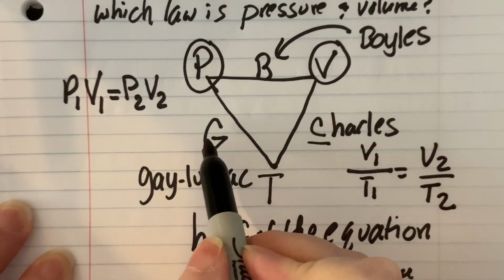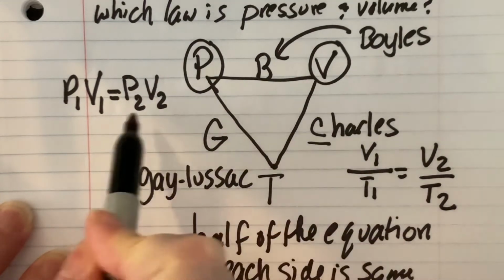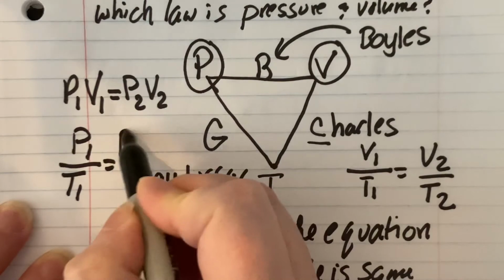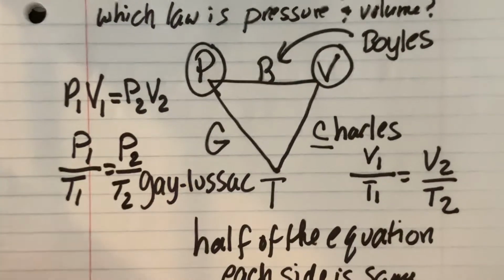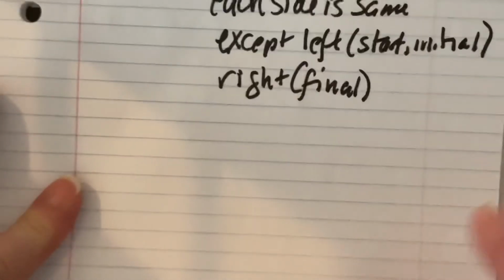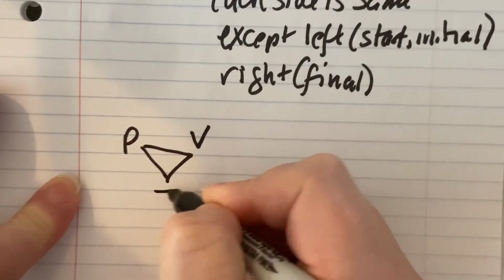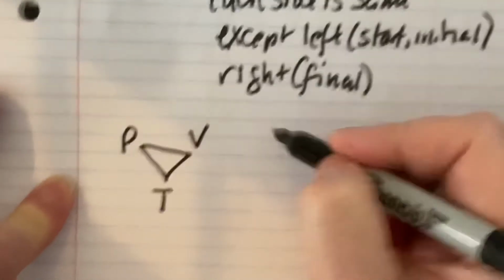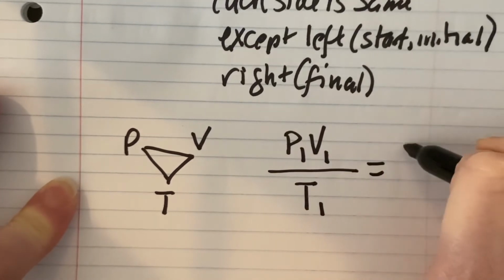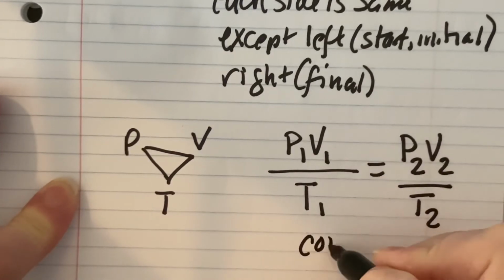Gay-Lussac's over here must relate pressure and temperature. We remember that fraction line again. So it's pressure at the start divided by temperature at the start equals pressure at the end over temperature at the end. And then somebody came along and said, hey, I'm going to put that together if I have to vary pressure, volume, and temperature. Still the same triangle, but I know that pressure at the start times volume at the start divided by temperature at the start is equal to pressure at the end, volume at the end, over temperature at the end. And this is the combined law.